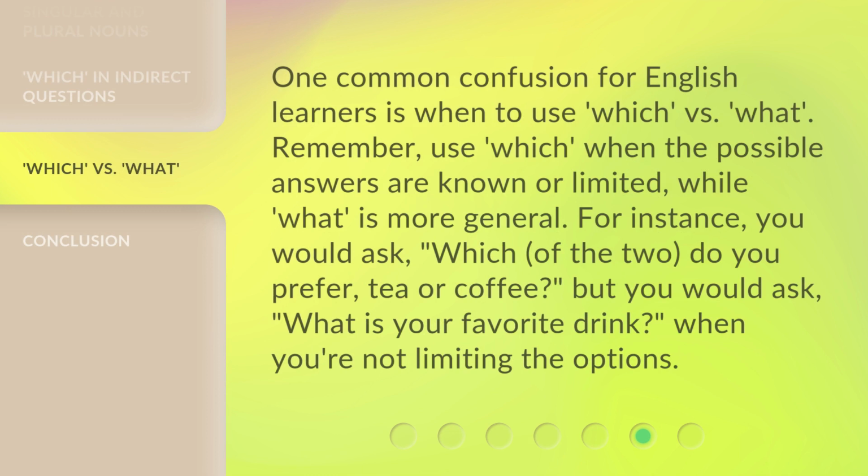One common confusion for English learners is when to use "which" versus "what". Remember, use "which" when the possible answers are known or limited, while "what" is more general. For instance, you would ask, "Which of the two do you prefer, tea or coffee?" But you would ask, "What is your favorite drink?" when you're not limiting the options.